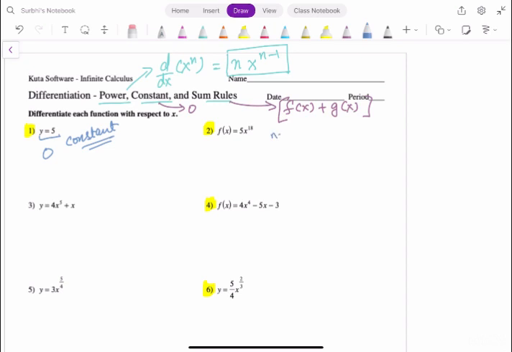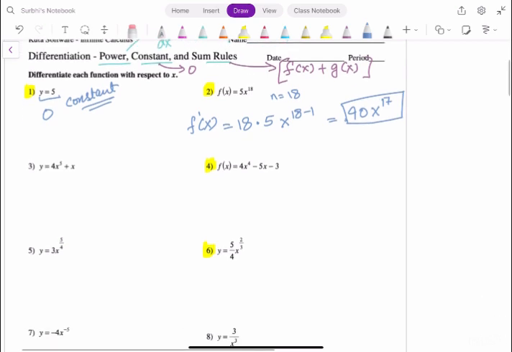For number 2, it says f of x is equal to 5 times x to the power of 18. Now, 18 is n, so drop n, then times 5x to the power of 18 minus 1. And this is your derivative. You can write the derivative as dy dx or f prime of x. So your answer will be 90 times x to the power of 17. Because 5 was already a constant, the constant will remain as it is, and then we apply the power rule.